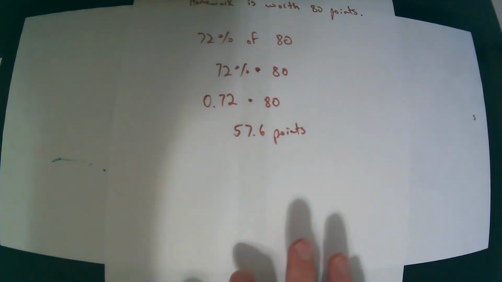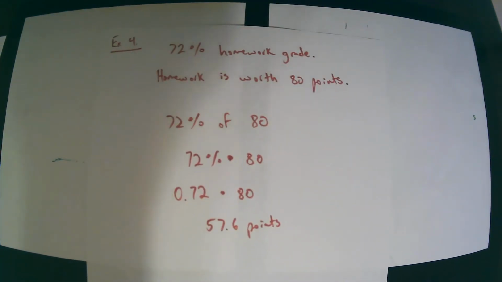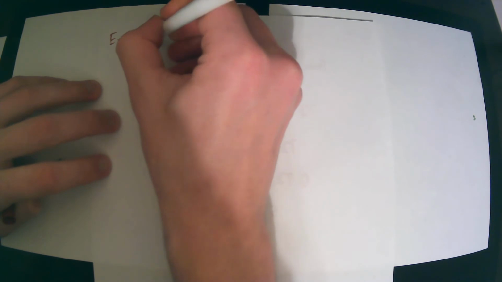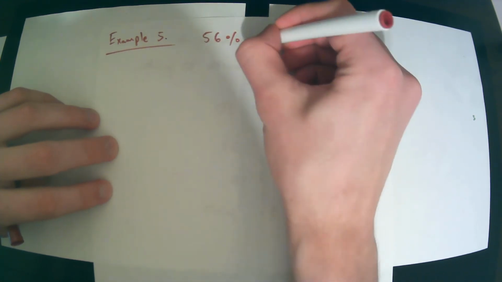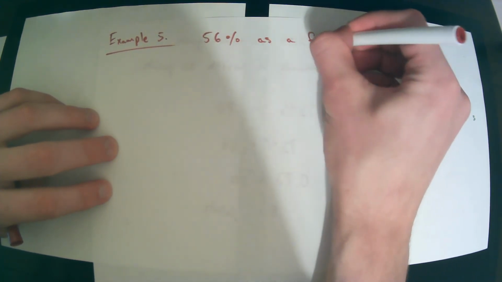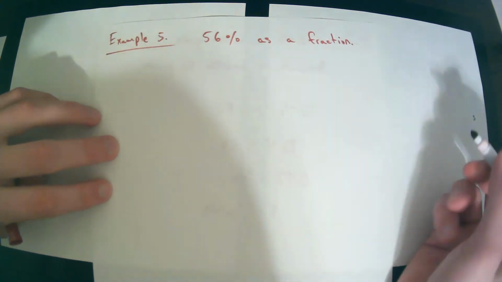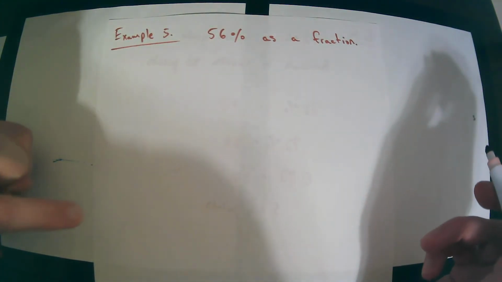Number 5 is much more straightforward. I guess I was just throwing that in there as a review. Kind of already done this, but that's okay. Example 5, write 56% as a fraction. Maybe I didn't do one of these yet. That's okay. All right, 56% as a fraction.